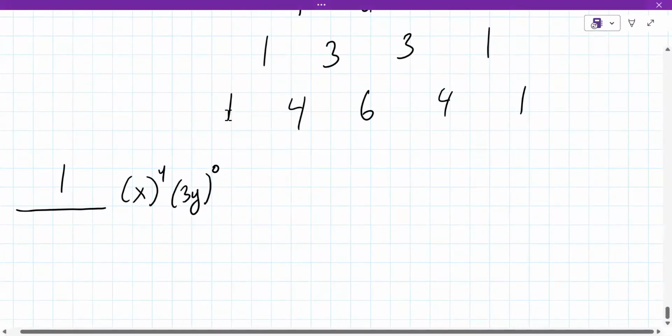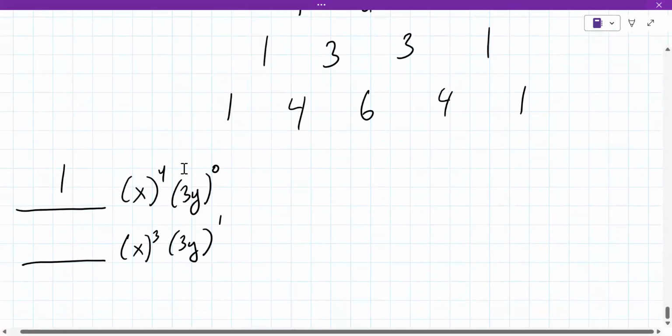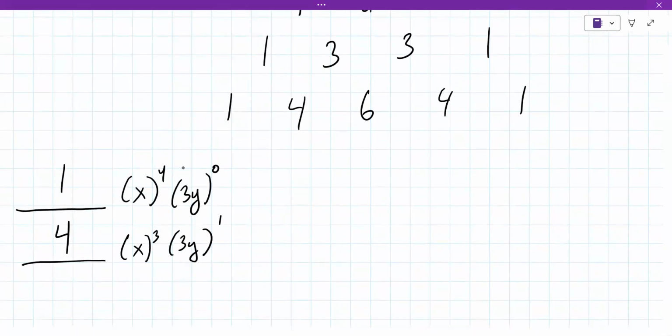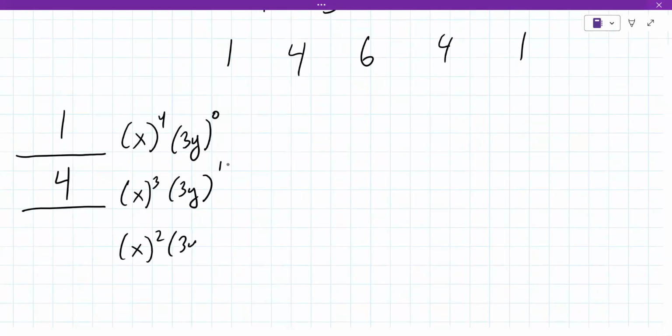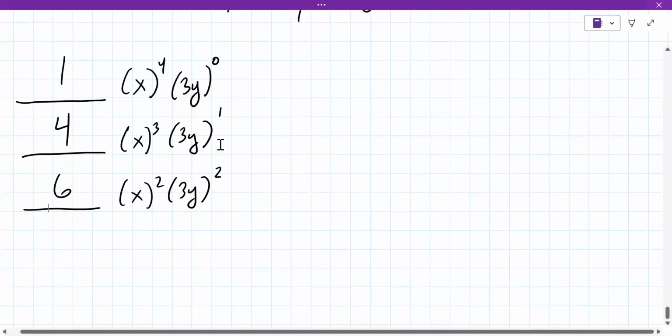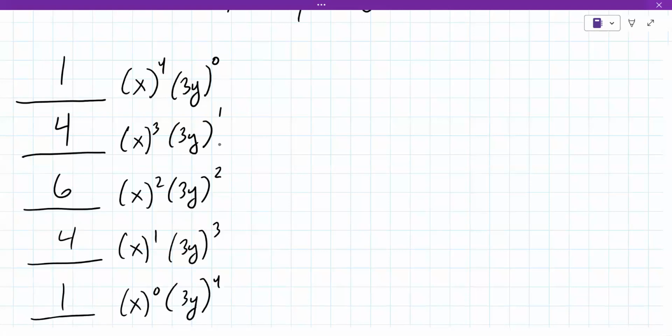You might well ask, why isn't this other one? Well, there's symmetry, so you don't ever have to worry about anything weird happening, which is nice. Next one is x cubed, 3y to the power of 1, and that's a 4. And then x squared, 3y to the power of 2, that's a 6. And then x to the power of 1, 3y to the power of 3, that's a 4. x to the power of 0, 3y to the power of 4, and that's a 1.